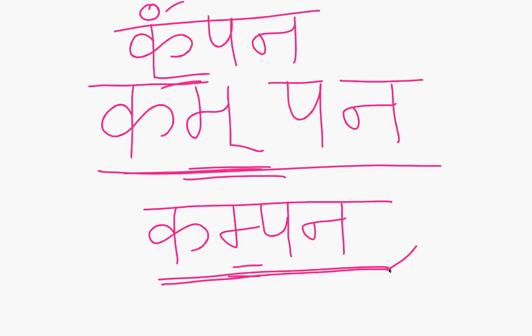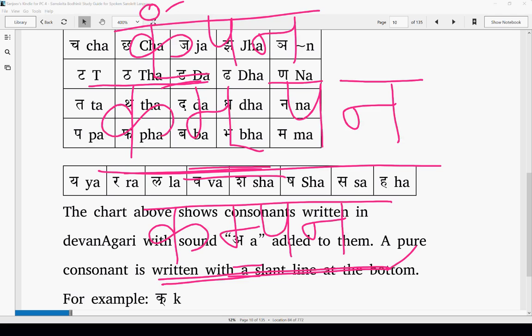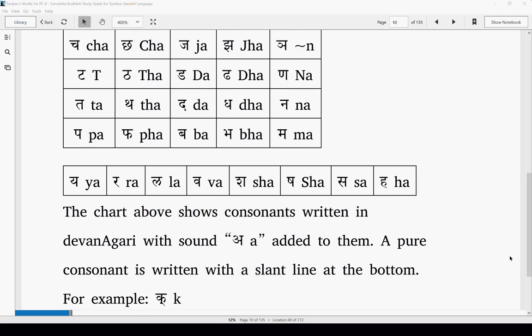So this is something you need to remember: when there is ya ra la va sha sha sa ha, the last line of the consonants, the anuswara sound is heard, only anuswara sound. There are some exceptions, but only anuswara sound is heard. The ma or na sound is not heard.